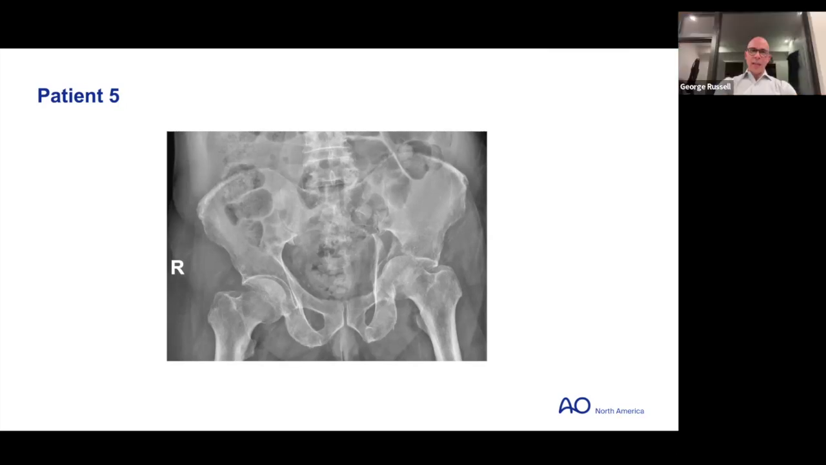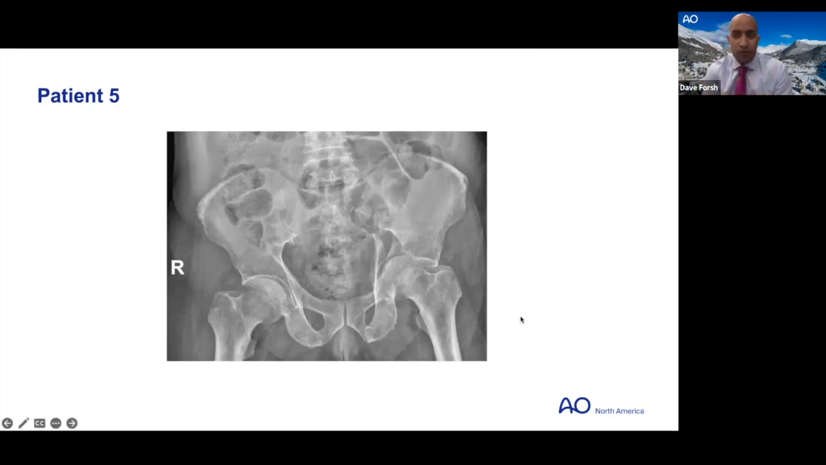So Dave, as you look at this, you've got to come up with a classification or at least eliminate some things. What can you eliminate just looking at this radiograph? Well, I already know, just based off of the disruption of the iliopectineal line and the ilioischial line, that we are dealing with a bicolumnar involvement.